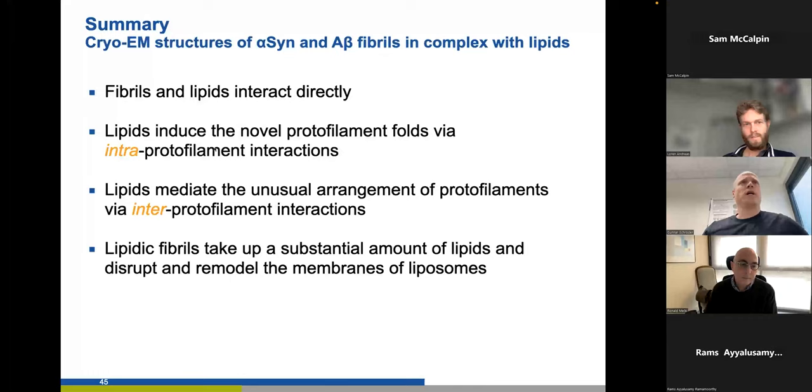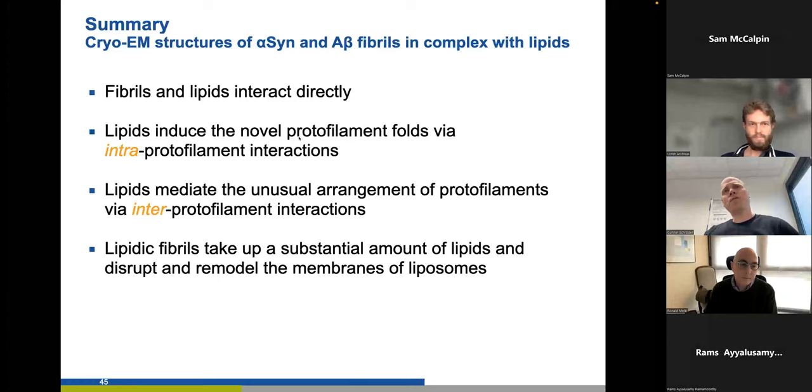Then let me summarize. I don't know how I'm doing on time, but I've shown you several structures of alpha-synuclein and A-beta in complex with lipids. So we see the very detailed interactions of the fibrils with the lipids. We see new protofilament folds that are stabilized by lipids, by intra-protofilament interactions. We also see new arrangements of protofilaments that are stabilized by lipids. And we also see that these fibrils take up a substantial amount of lipids. So they really extract lipids from the liposomes or vesicles that were present in the initial solution, and they disrupt these membranes and take up a large amount of lipids. So they cover not only the surface but also in some cases the interior of the fibrils with lipids.